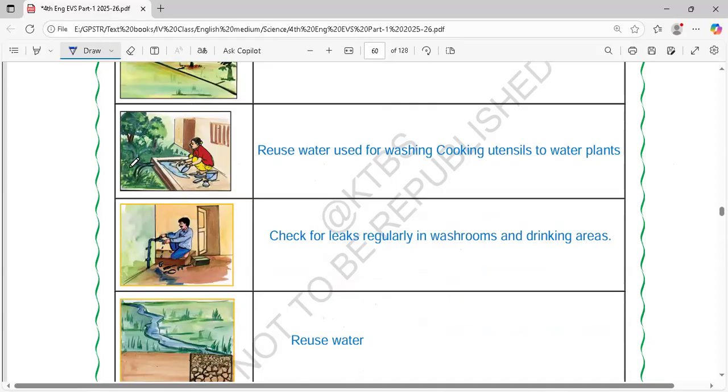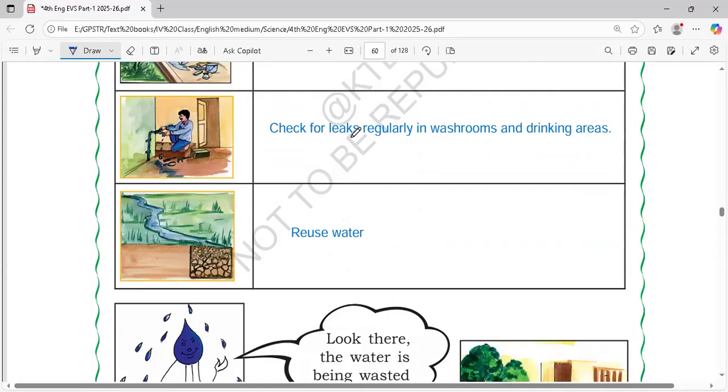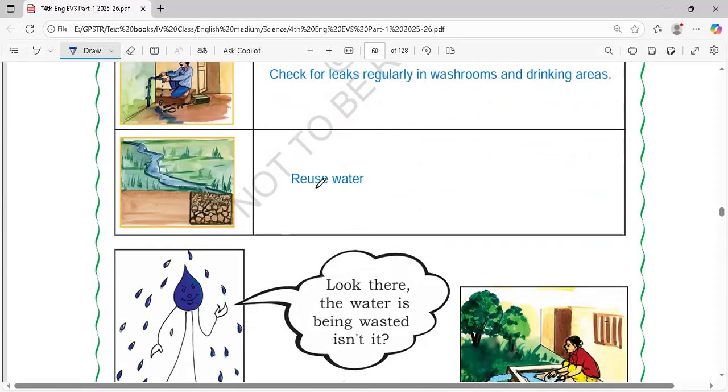This water is going to the plant. Therefore, in this activity, water is reused. Next, check for leaks regularly in washroom and drinking areas. He is referring to leaks of water taps. Next, reuse water or collect water.